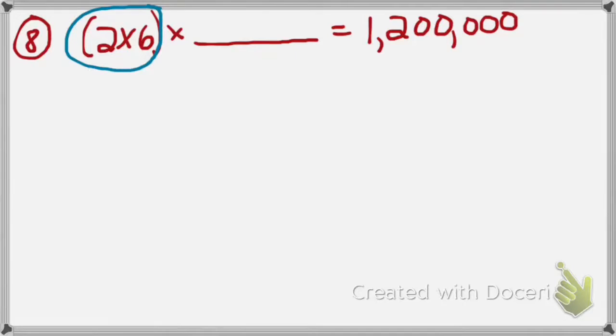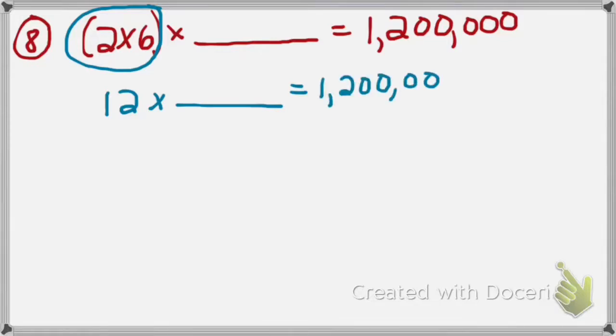Well, I know in any problem I'd have to solve what's in parentheses first. So 2 times 6 equals 12. And bring down everything else I have, times blank equals 1,200,000. 12 is my basic fact. So 12 times what is going to equal that 12? Well, I know that 12 times 1 is 12. And how many zeros do I have? 1, 2, 3, 4, 5 zeros. What if I said 12 times 1 to the 5th equals 1,200,000?